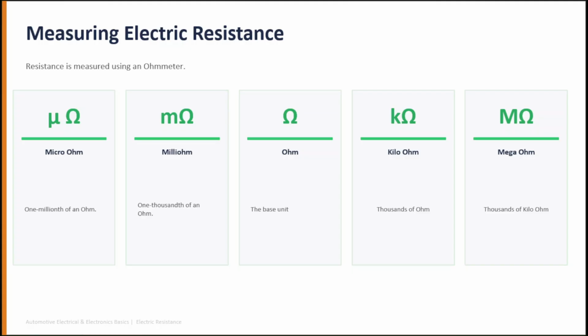Now, how do we measure resistance, and what unit do we use? The base unit is the ohm. Smaller units: one-thousandth of an ohm is a milliohm, and one-thousandth of a milliohm is a micro ohm. The multiples: 1000 ohms is a kilo ohm, and thousands of kilo ohms is a mega ohm. These are the bigger ohm units. The base unit is known as the ohm.